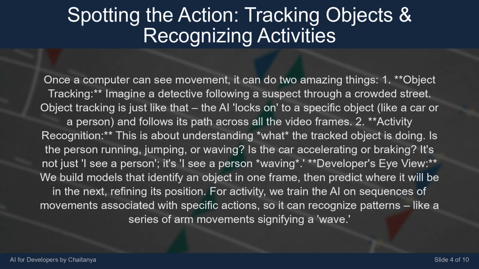Developers' eye view: we build models that identify an object in one frame, then predict where it will be in the next, refining its position. For activity, we train the AI on sequences of movements associated with specific actions, so it can recognize patterns, like a series of arm movements signifying a wave.